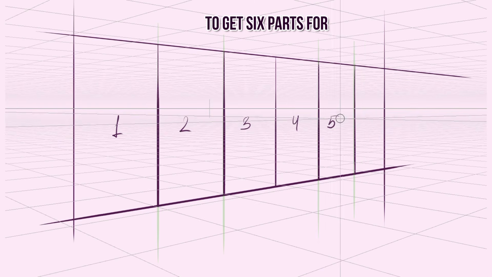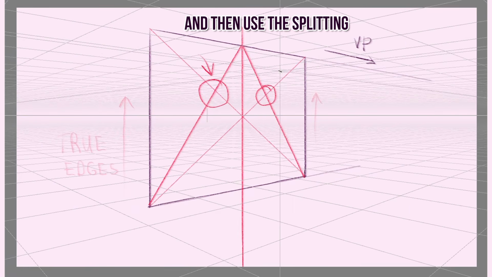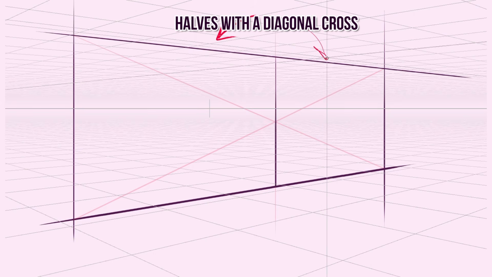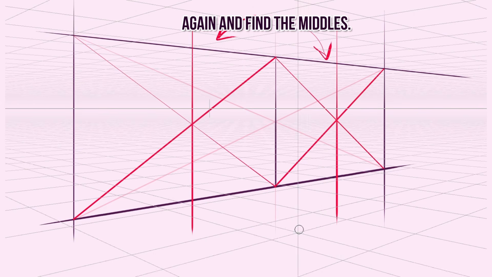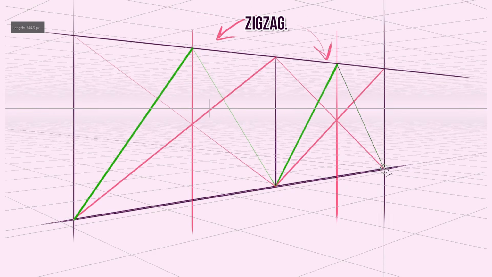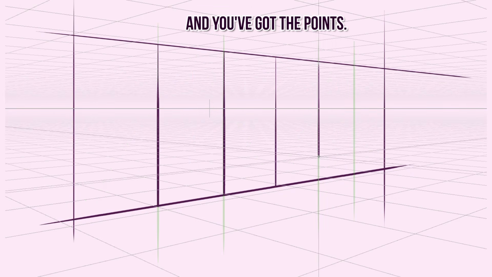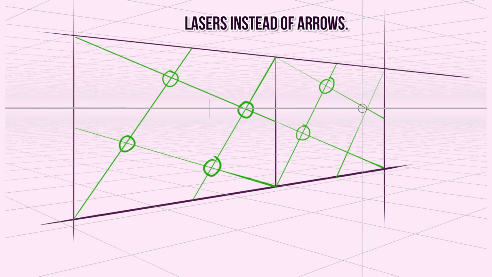To get 6 parts, for example, you split the plane into halves with a diagonal cross, and then use the splitting into thirds technique. So you split both halves with a diagonal cross again, and find the middles. Draw 2 arrows or a zigzag, and you have got the points. For 10 parts, you draw lasers instead of arrows.